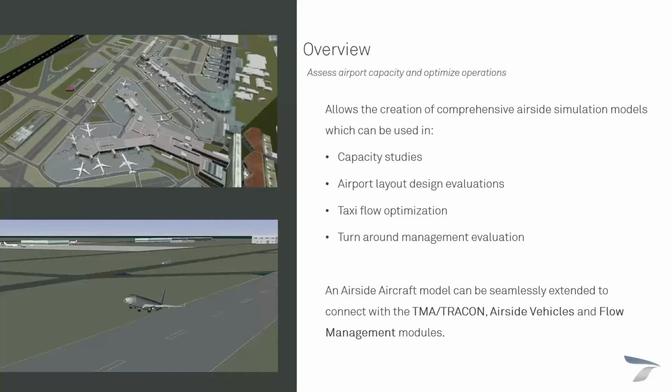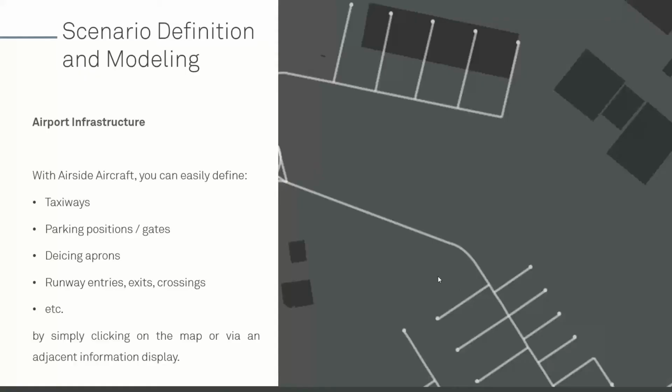Needless to say, the airside vehicles modules as well. So if you want to assess towing capacity problems, then that can be seamlessly connected to it, or eventually the flow management modules. So if you have problems in your upper airspace that restrict your runway capacity, and you want to have that in your model as well, then a connection with that module is also possible. Okay, so that is the basics of this module.